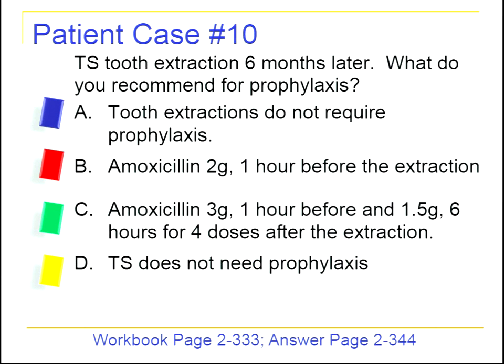Okay, patient case 10. This is the same patient. This is TS, 6 months after treatment for his endocarditis. So he's treated it effectively. He comes into his dentist for a tooth extraction. So which antibiotic prophylaxis is best? A, tooth extractions don't require prophylaxis. B, amoxicillin 2 grams 1 hour before the extraction. C, amoxicillin 3 grams 1 hour before, and then 1.5 grams every 6 hours after, for 4 doses. Or D, TS does not need prophylaxis because he has no risk factors for endocarditis.